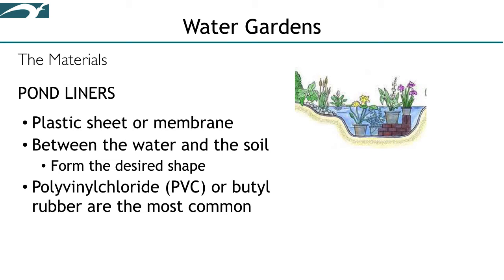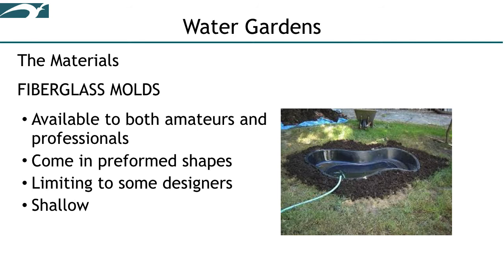You can go further by getting different pond liners. They come in various kinds and shapes, using rubber and plastic to help you form the shape that you want for your garden and how large you want it to be. There are fiberglass molds out there to help you with lining your garden and creating the form that you want. You can have an amateur landscaper or a professional landscaper, based on the budget you have, to help you create your shape.